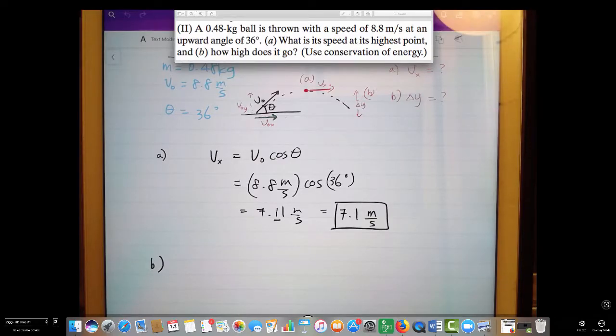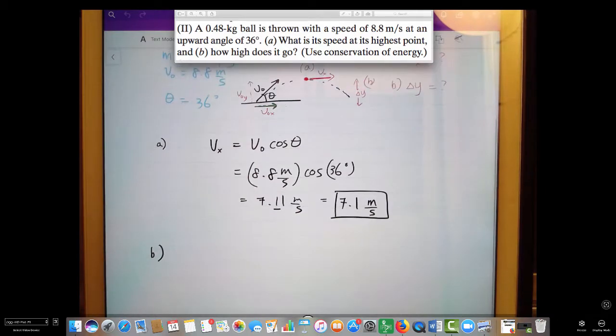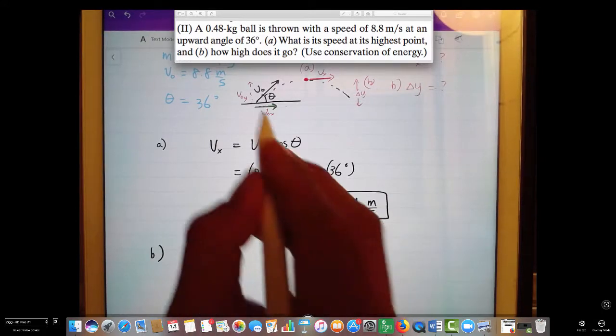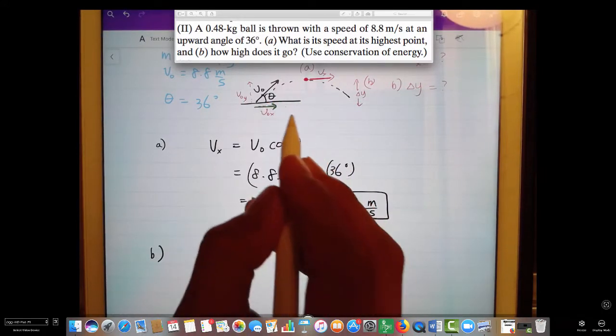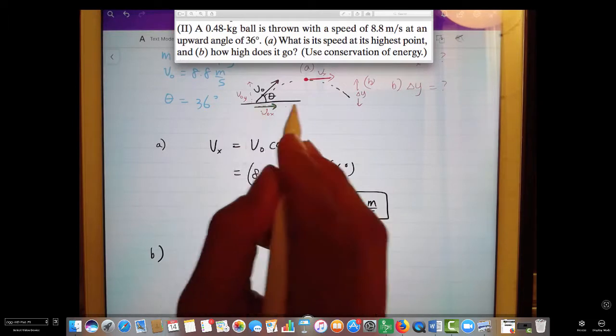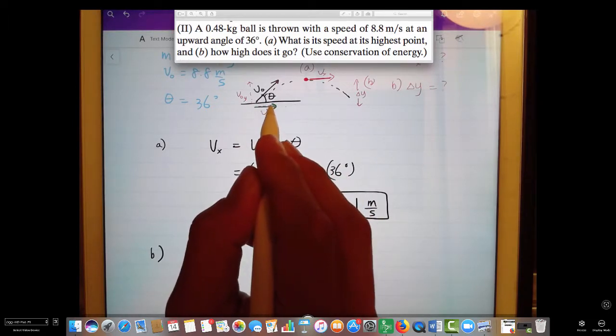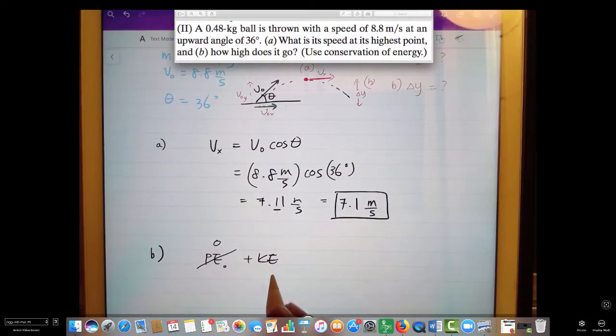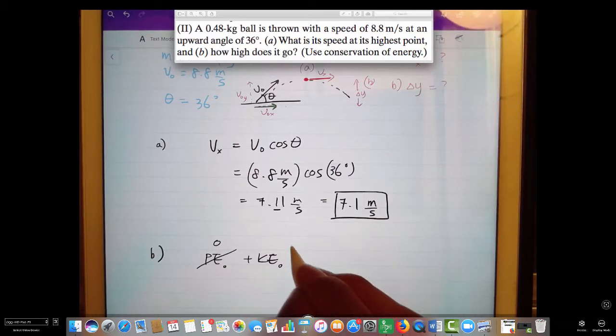Now let's find how high the ball goes up. To find that, we first need to use conservation of energy. Potential energy initial, we'll call it 0 because it's easier to work that way. It's going to be 0 at the height where the ball was thrown. We do have a kinetic energy initially that will convert to the potential energy at the top of the trajectory.